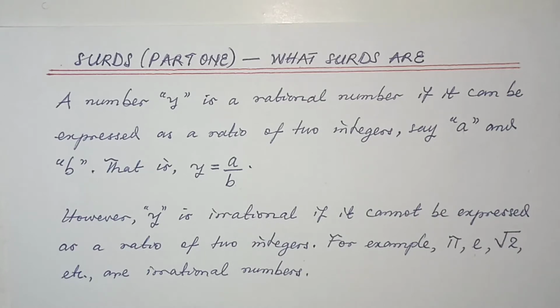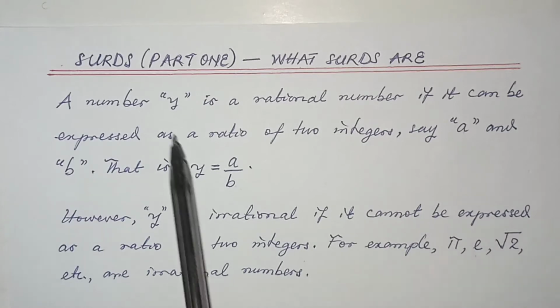Today we are going to be talking about surds, part 1, where we are going to be considering what surds are. But for us to understand what surds are, it is necessary we understand what rational numbers are and what irrational numbers are. So let's start with what rational numbers are.